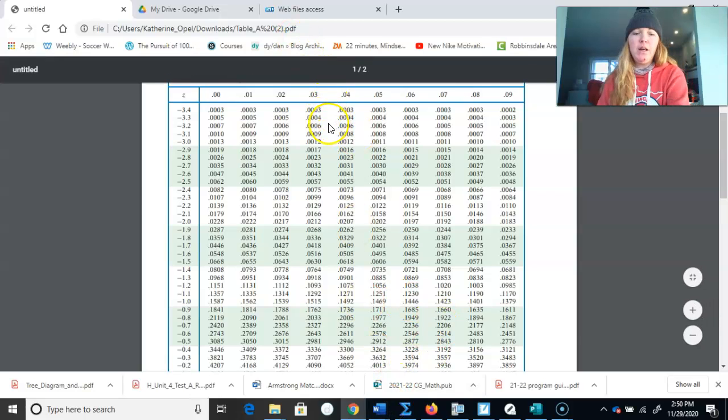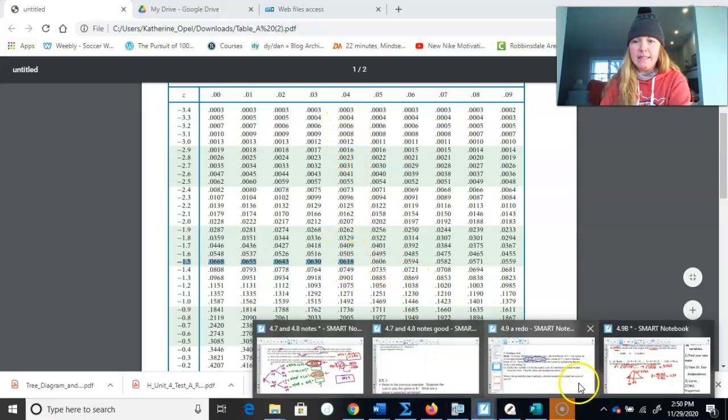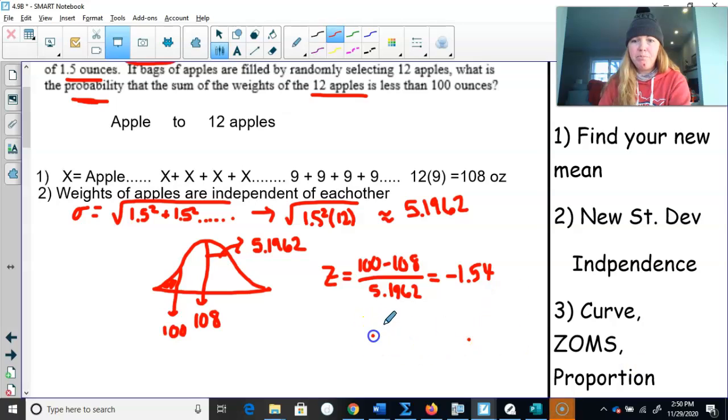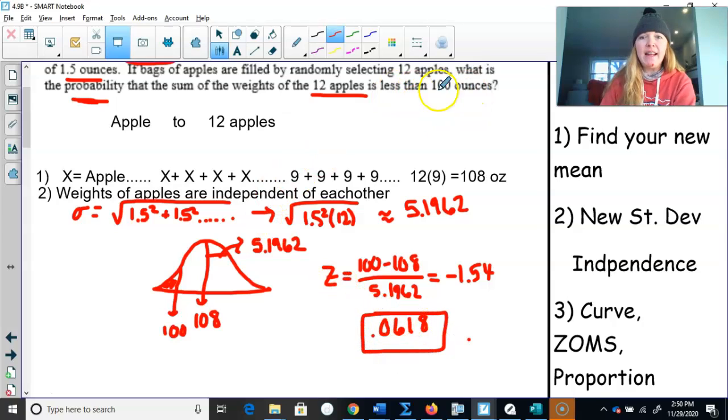We have a z-score of negative 1.54. Negative 1.5 is right here. 4, whoops, right here. 4 is right here. That gives us 0.0618. And you can leave it as that proportion there. Okay, so that's that probability of getting a bag that is less than 100 ounces.